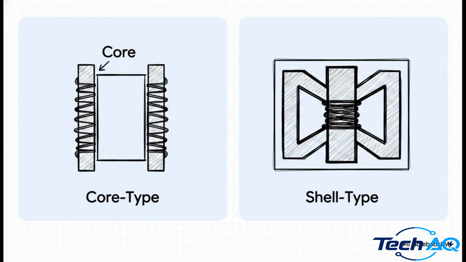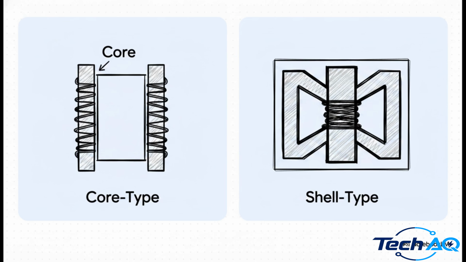Now, what's really fascinating here is how engineers actually arrange these components to handle the magnetic flux. Generally, we see 2 main designs. First, in a core-type transformer, the windings surround the magnetic core. That makes for a really simple construction and super easy cooling, which is perfect for everyday distribution systems.